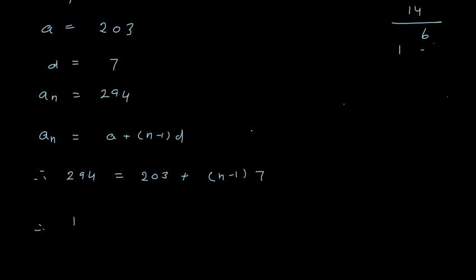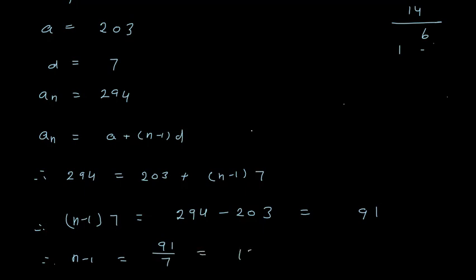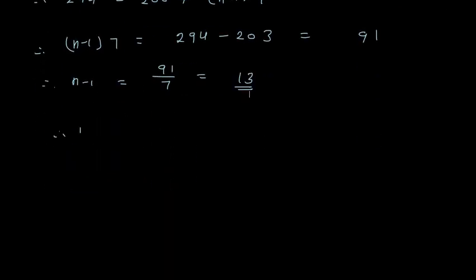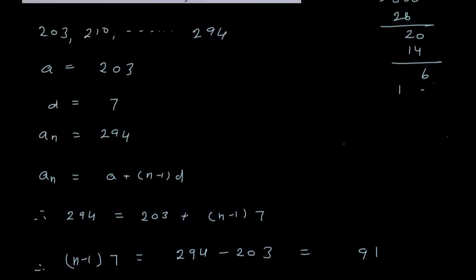So therefore we can say that n minus 1 into 7 is equal to 294 minus 203, here I will get 91. So therefore n minus 1 is equal to 91 divided by 7. So 7 times 3 is 21, so n minus 1 is 13. So therefore I will say that n is equal to 13 plus 1, which is 14. So the value of n is 14.